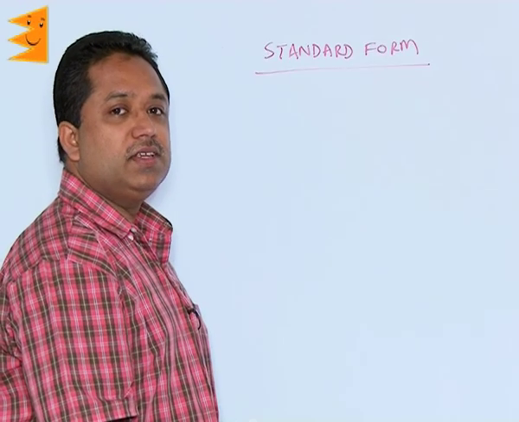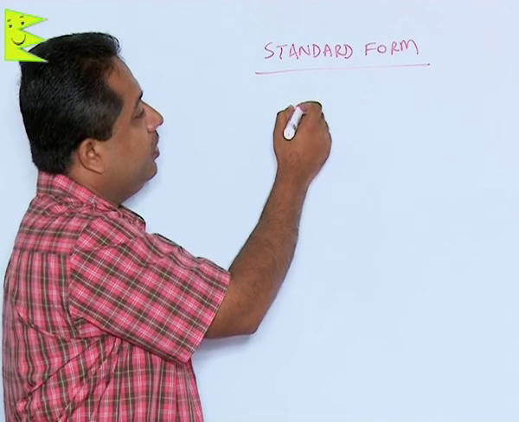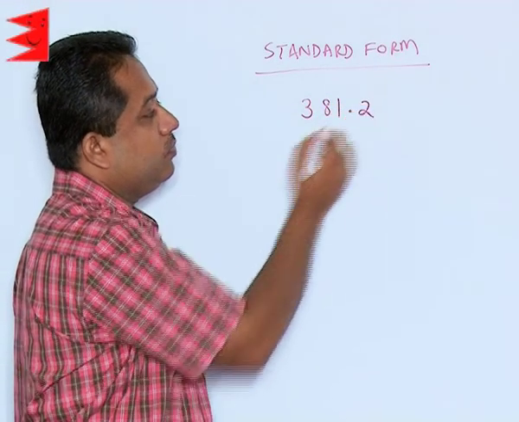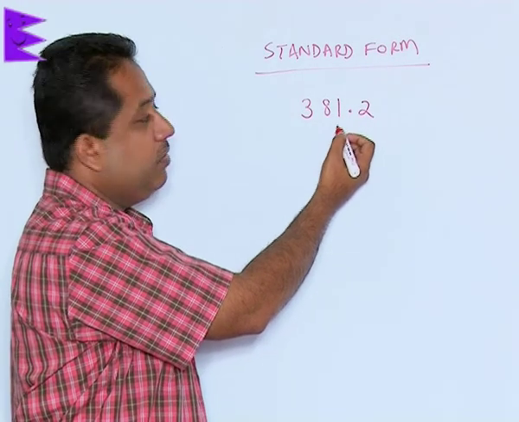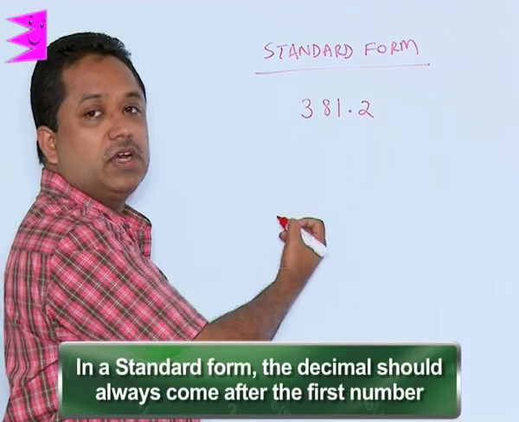Writing numbers in the standard form. Now, what is the meaning of standard form? We are given, let's say, a random number 381.2 and we have to express this in standard form. Now, the meaning of standard form is that the decimal should always come after the first number.